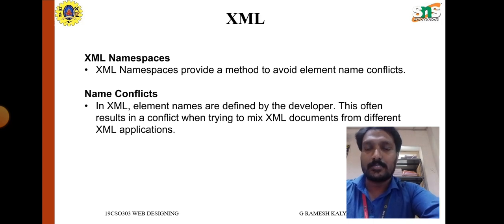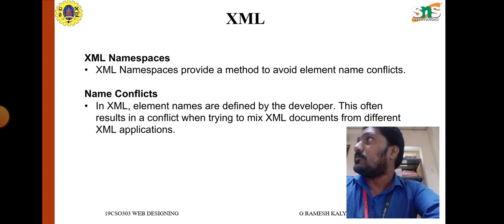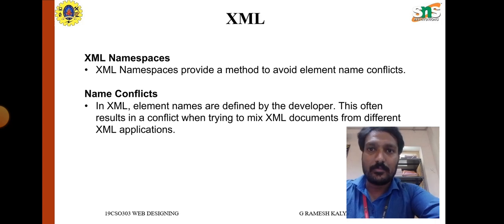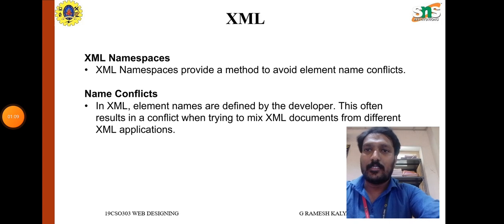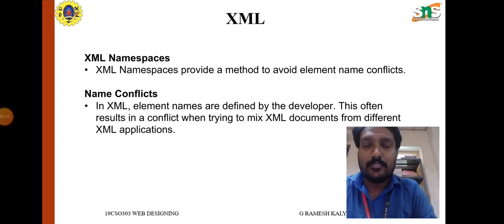A name conflict is when two common things have the same name, for example if you're having two tables with the same name. So the main aim of namespaces is to avoid name conflicts.